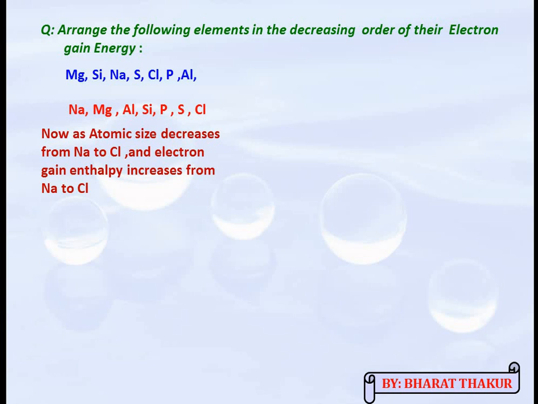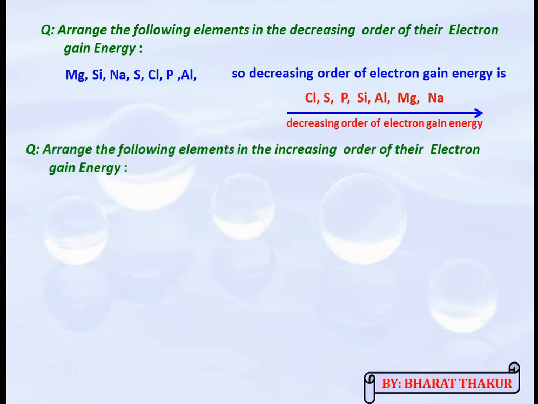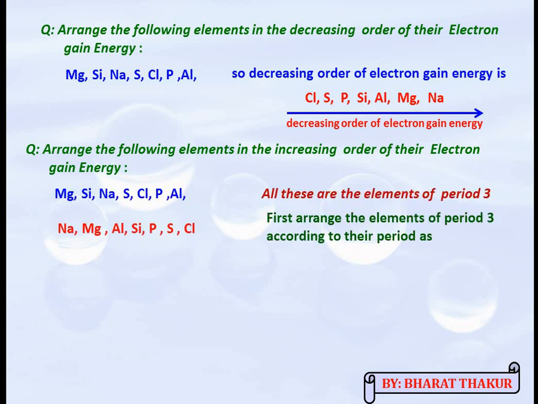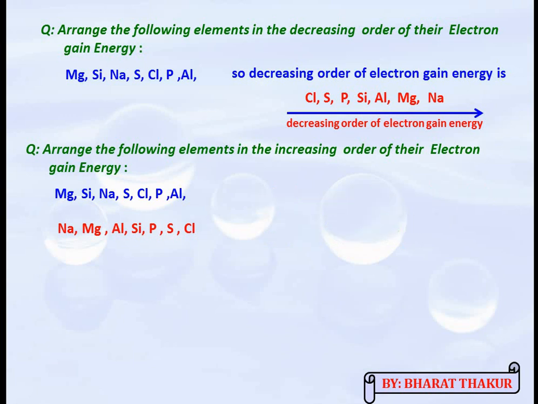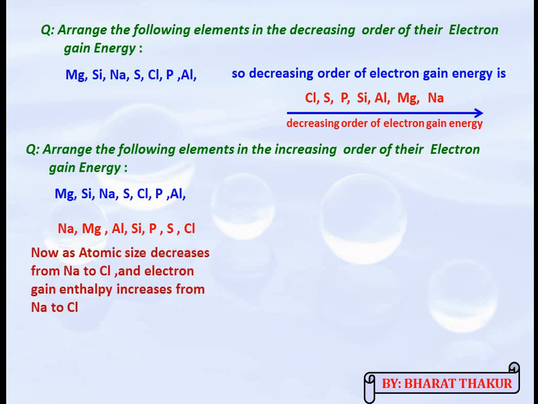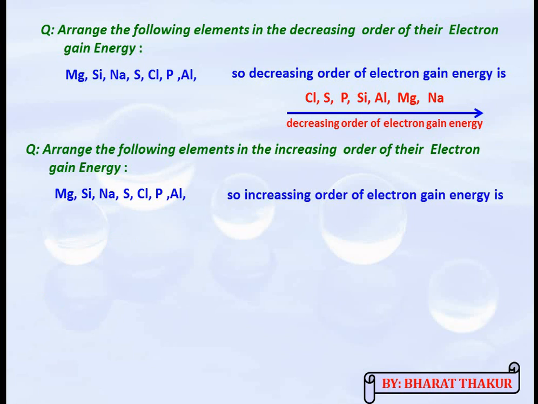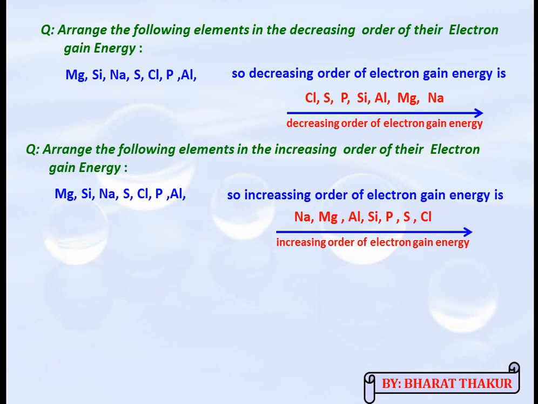So while writing the answer, we will write in the decreasing order of electron gain enthalpy or energy of this period 3, as shown with an arrow. Now if the question says arrange the elements in the increasing order of electron gain enthalpy, we know that the correct order of period 3 elements is sodium, magnesium, aluminium, silicon, phosphorus, sulfur and chlorine, and moving from left to right along a period, the nuclear charge increases and electron gain enthalpy value also increases. Therefore the increasing order of electron gain enthalpy for period 3 is sodium, magnesium, aluminium, silicon, phosphorus, sulfur and chlorine.